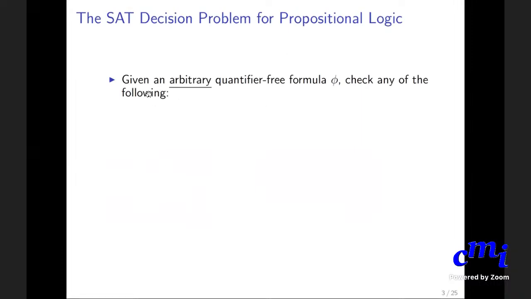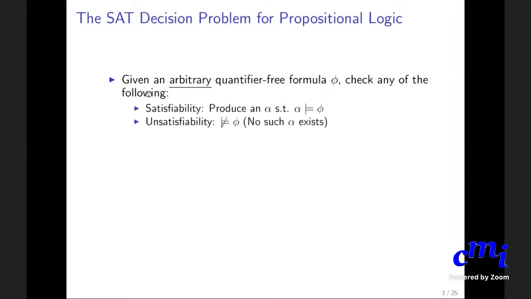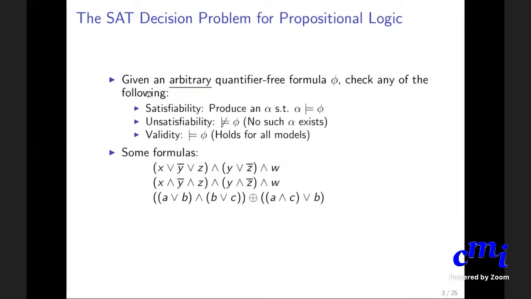So the SAT decision problem for propositional logic. It is satisfiability: given a quantifier-free formula F that only has propositions, no theory symbols, produce an assignment alpha to all the variables in it, which are propositional variables, such that alpha satisfies F. Unsatisfiability is when no such assignment exists. Validity is the dual of unsatisfiability; you can check validity by checking unsatisfiability of the negation. These are some typical formulas where all the variables range over Booleans.